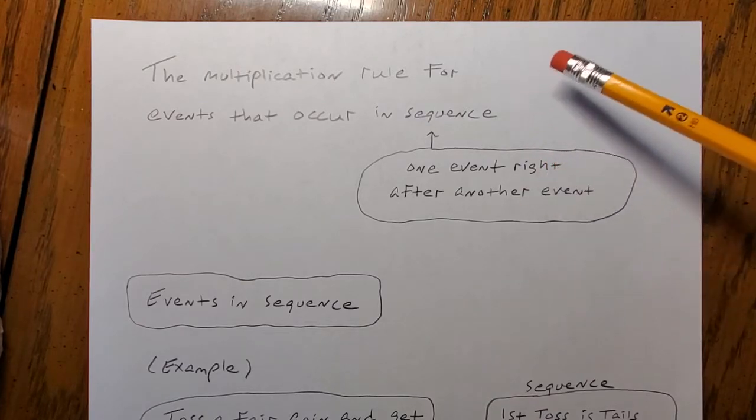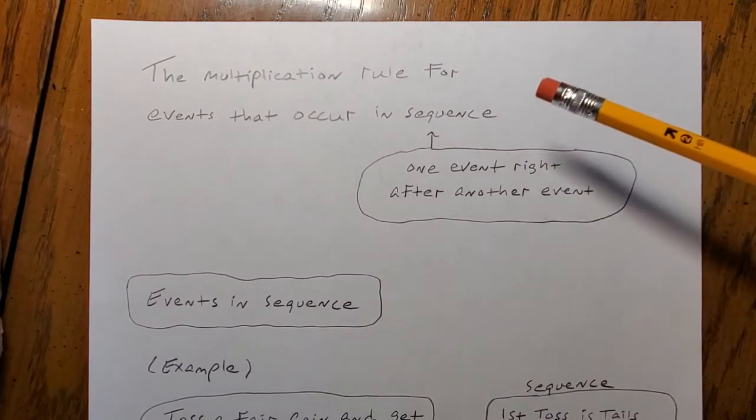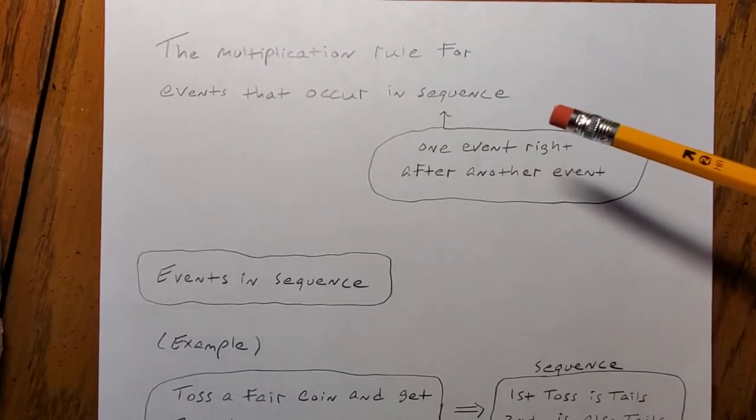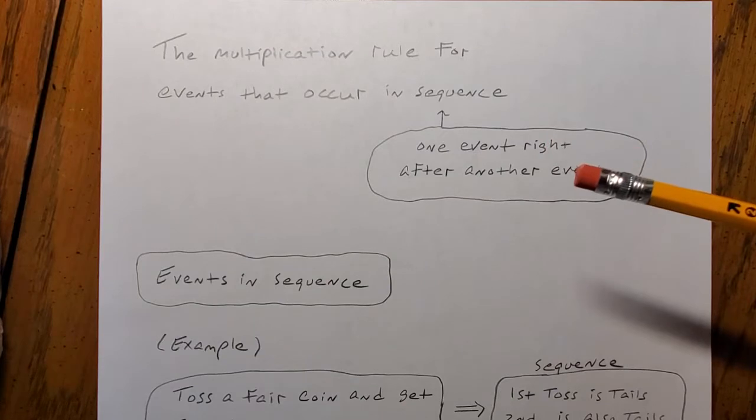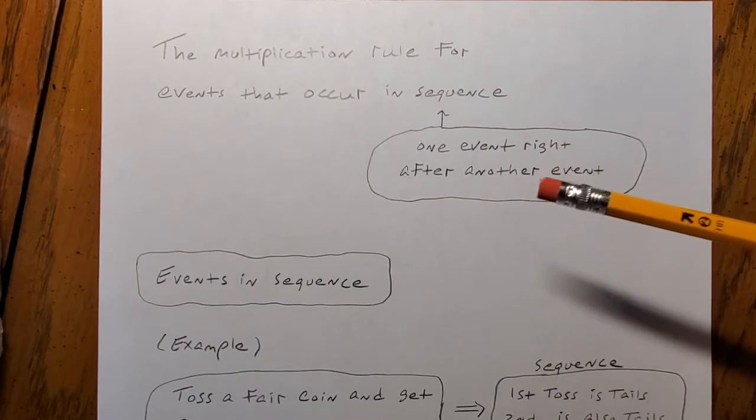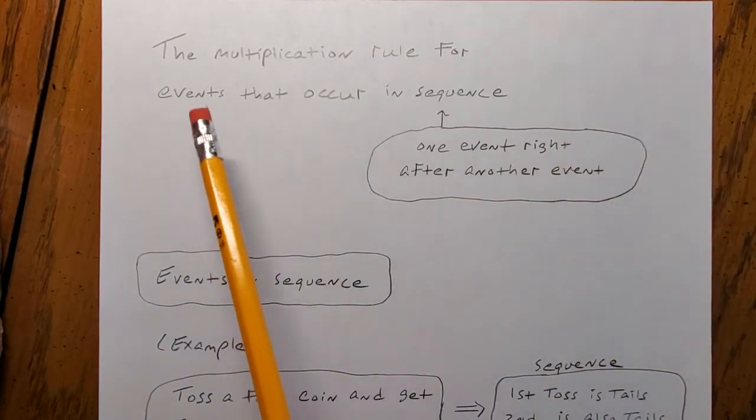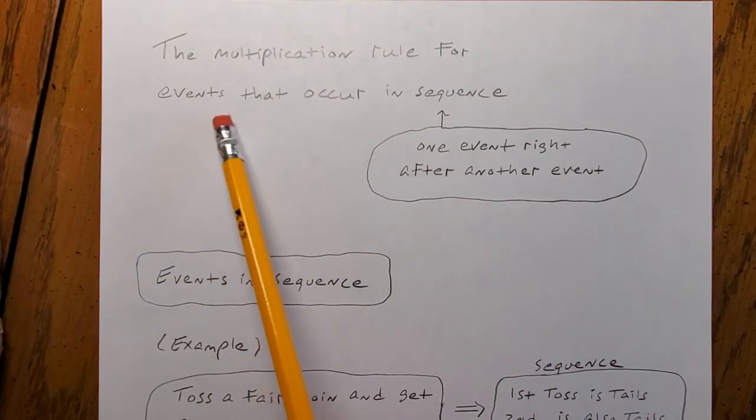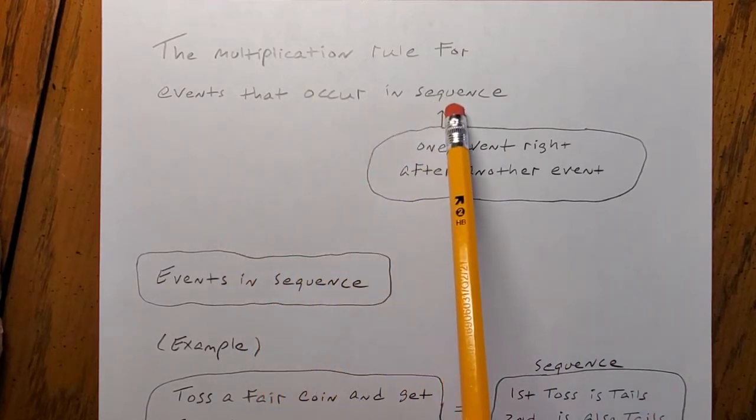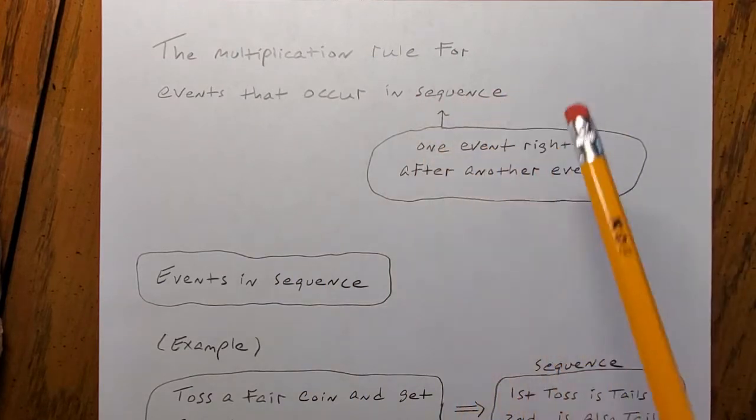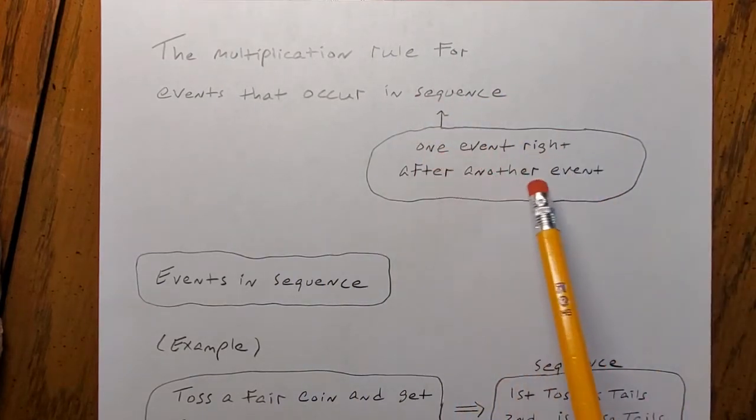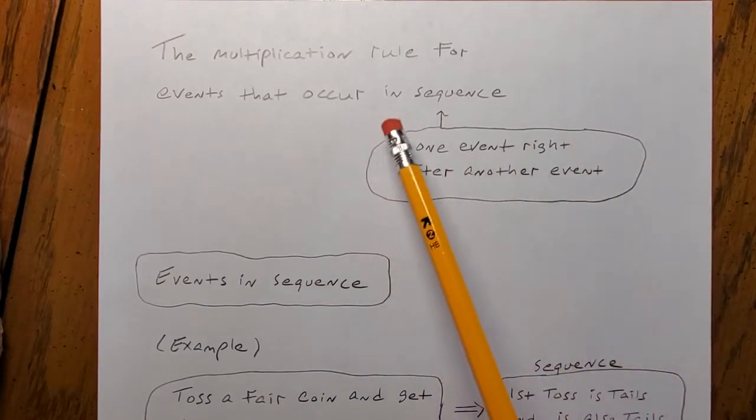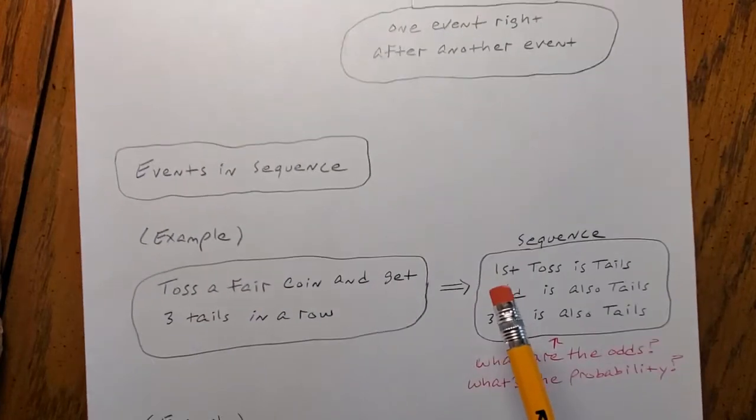Okay, but before I talk about how that all works out, I wanted you to think about some things to set this up. I want you to think about the kind of problems that we're going to solve in this video. So I want to talk about how you calculate the probability that certain events occur in sequence, okay? And when I say in sequence, I mean one event right after the other event. Now let's give an example of what I mean by events that occur in sequence.